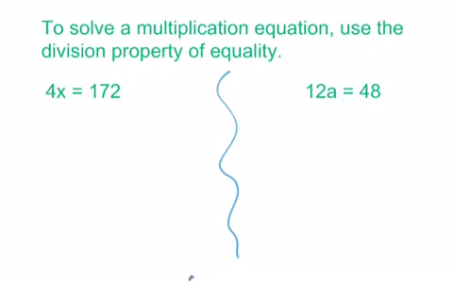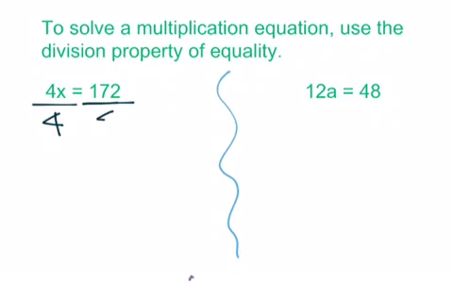So right here we have two multiplication equations, so we're going to use the division property of equality on them to solve for the variable. We're going to start with 4x equals 172, so let's divide by 4 on both sides.